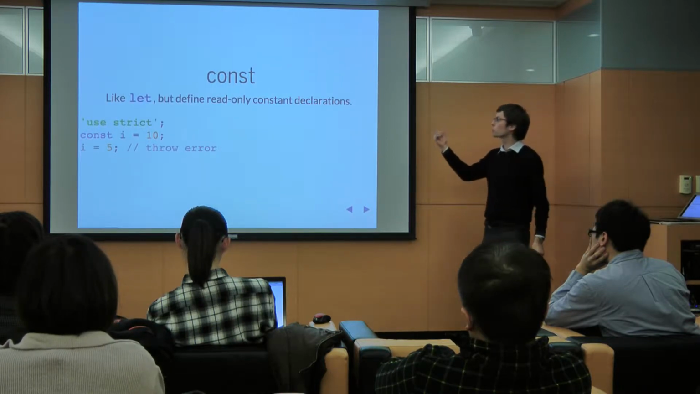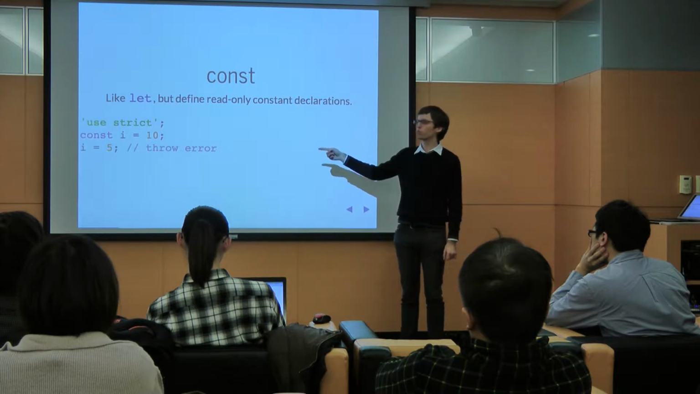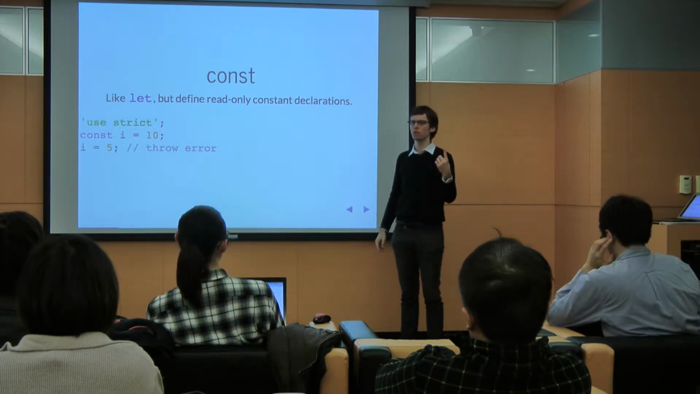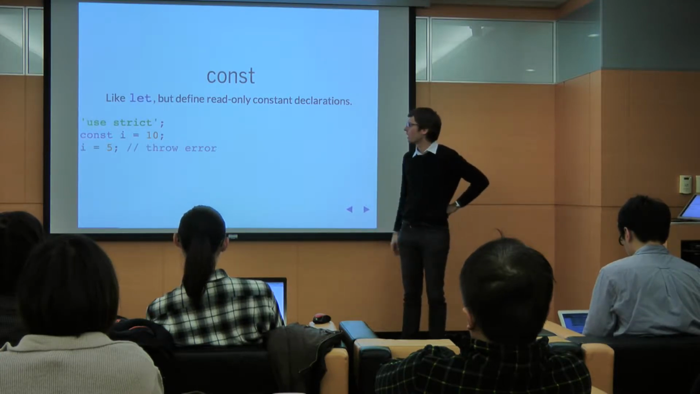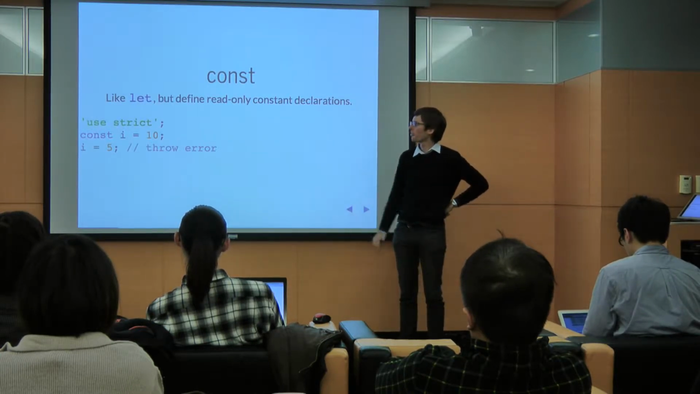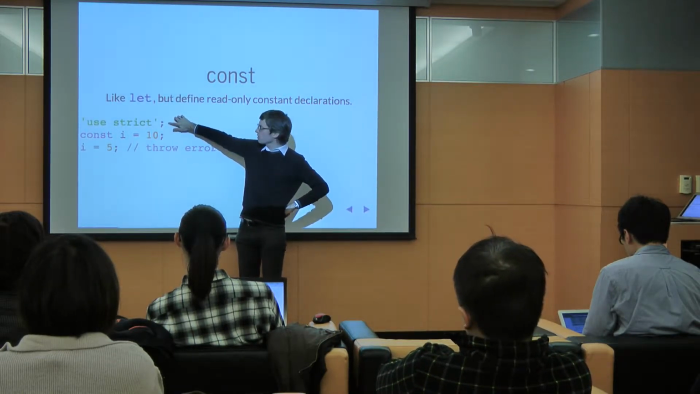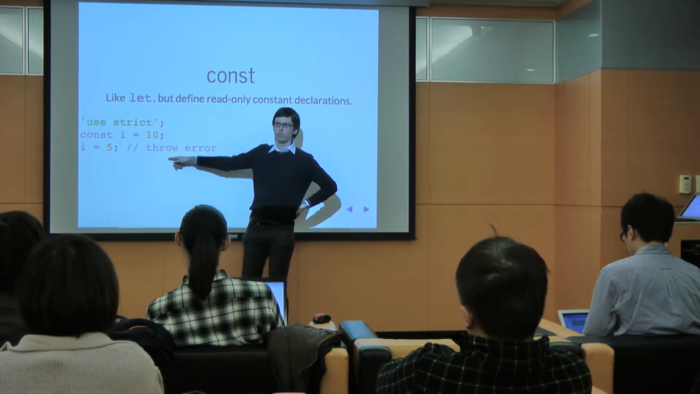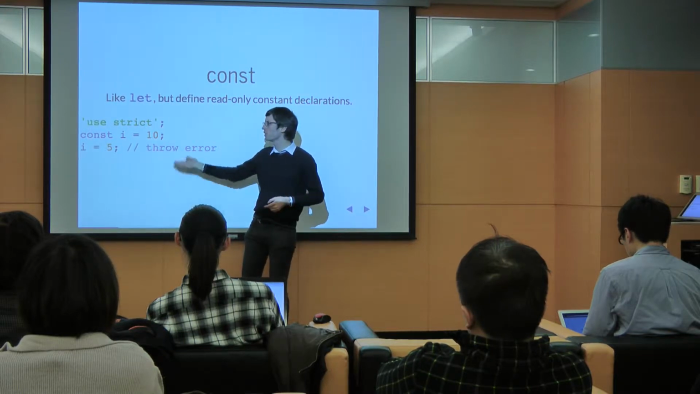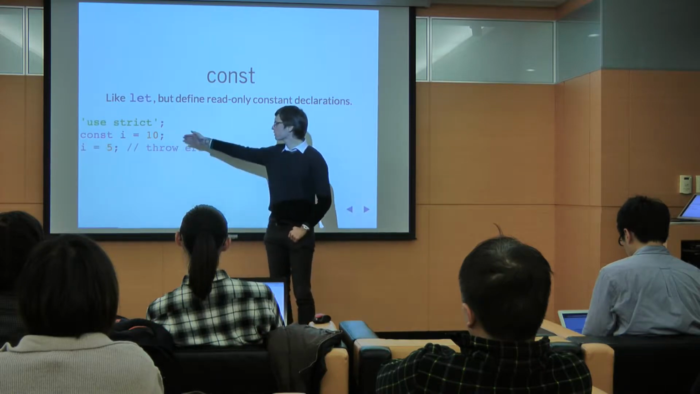Also, there is a new keyword called const, which is exactly like let, but it's read-only. So you can assign it once, and then it's a read-only variable. That means this will throw an error. By the way, use strict, it pays to know exactly what it does, because if you don't use strict, this will do nothing. It will just fail silently. And good luck to see what's the bug after that, because you think i will be equal to 5, but no. So yeah, const is pretty nice.